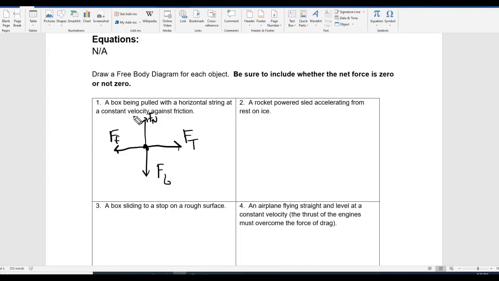Okay. Notice, by the way, because it's a constant velocity, the net force must be 0. So I would write F net equals 0 because it says be sure to include whether the net force is 0 or not 0.